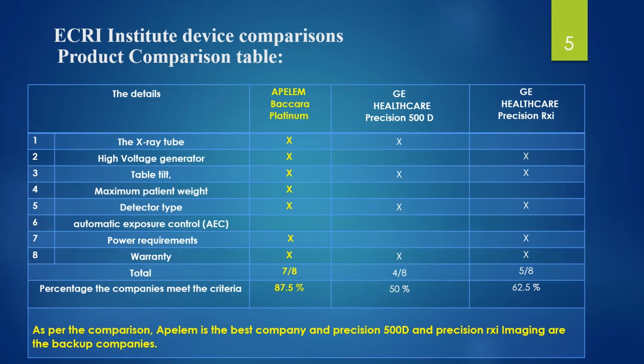As per the comparison, Apple is the best company, and Precision 500D and Precision RX imaging are the backup companies. I hope that I did well in this presentation and gave the best method to choose our device for this hospital. And thank you for listening.